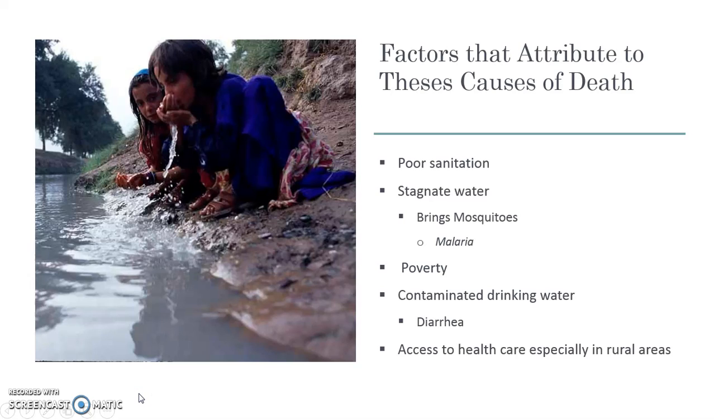Some other factors that contribute to these causes of death are of course poor sanitation and stagnant water. We know how that breeds mosquitoes, and then we get malaria. Poverty is definitely a large factor in Pakistan. Contaminated drinking water brings on diarrhea. And once again, access to health care is a factor.